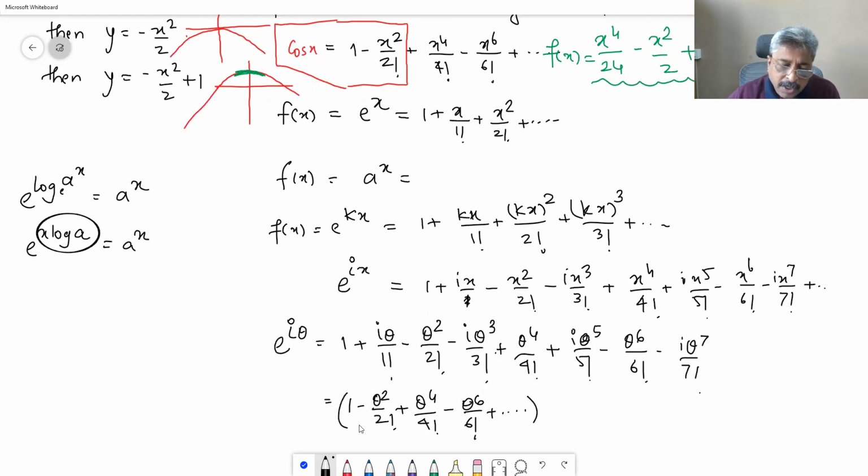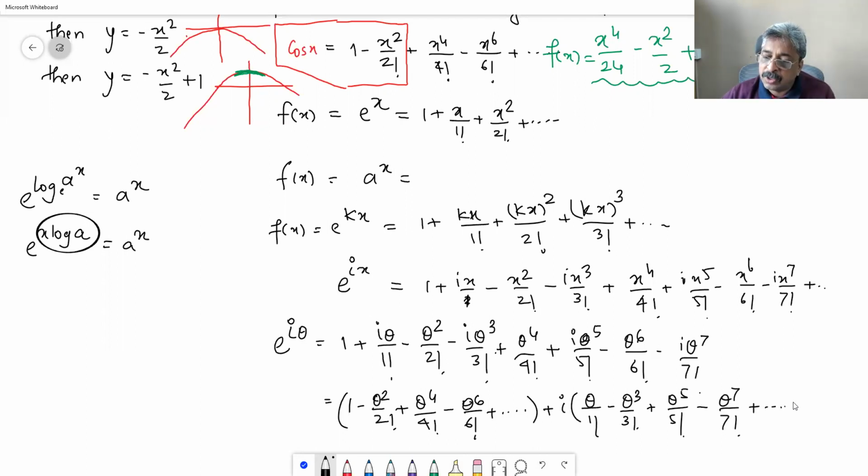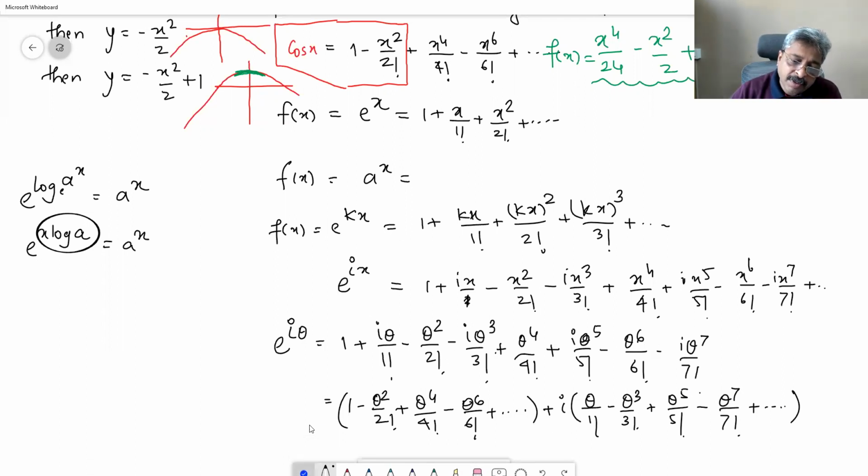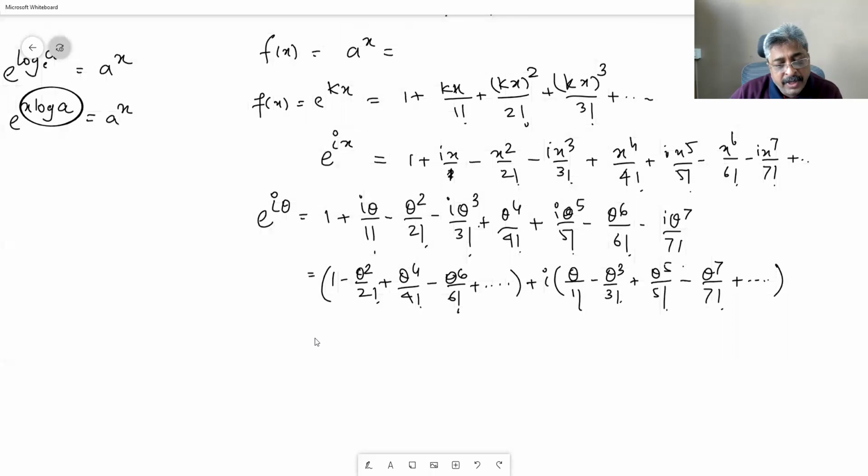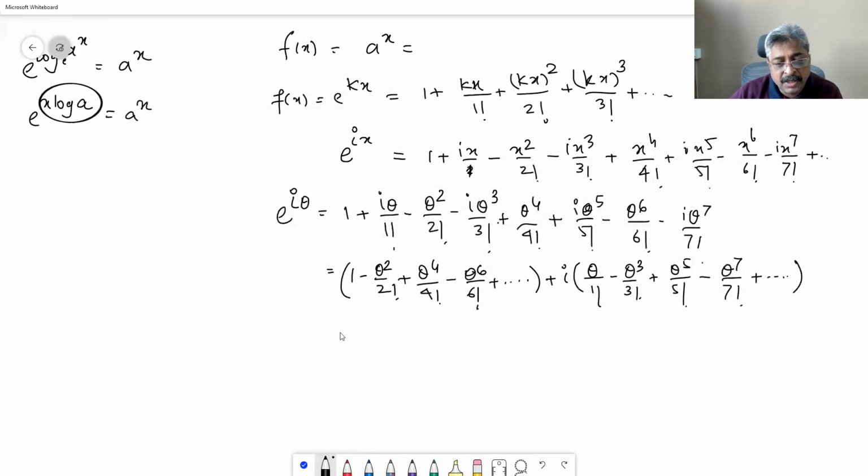This is going to be your real part, plus i times the imaginary part, which is theta upon 1 factorial minus theta cube upon 3 factorial plus theta raised to 5 upon 5 factorial minus theta raised to 7 upon 7 factorial plus dot dot dot. This is your imaginary part. And surprisingly, what we end up getting here is e raised to i theta is equal to cos theta plus i sin theta. That is our cis.